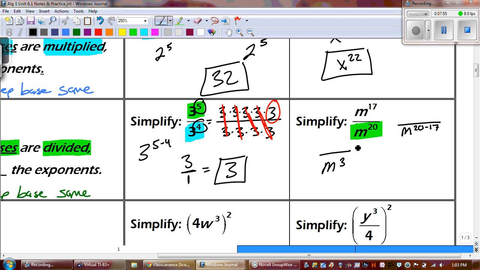But we don't write our answer like that. There's got to be something on the top. Okay, anytime it cancels out in division, it cancels out with a 1. So we're left with 1 over m to the 3rd power.